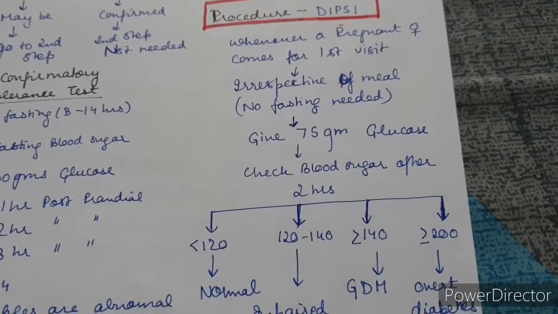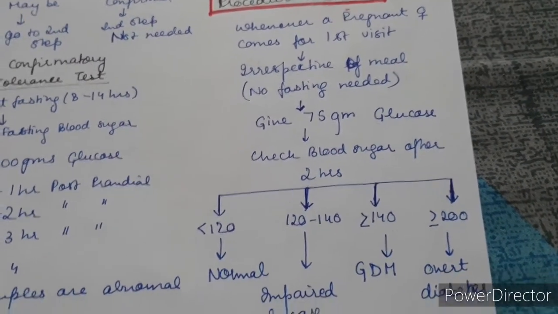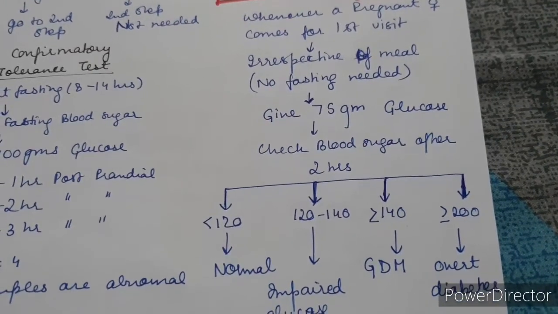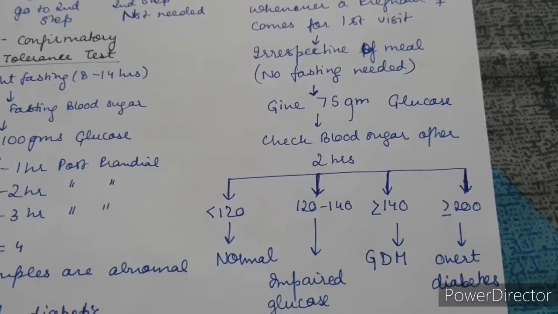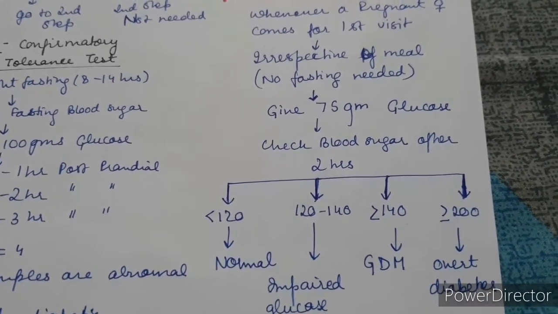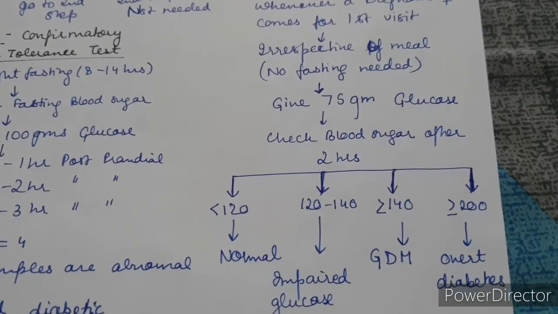That is the DIPSI criteria that is suited for the Indian setup, because here the patients are actually less compliant and therefore this is very well suited. So here you get a complete picture of what the lady is, whether she is normal or impaired glucose or GDM or overt diabetes. Now we'll talk about the management of GDM. Okay.